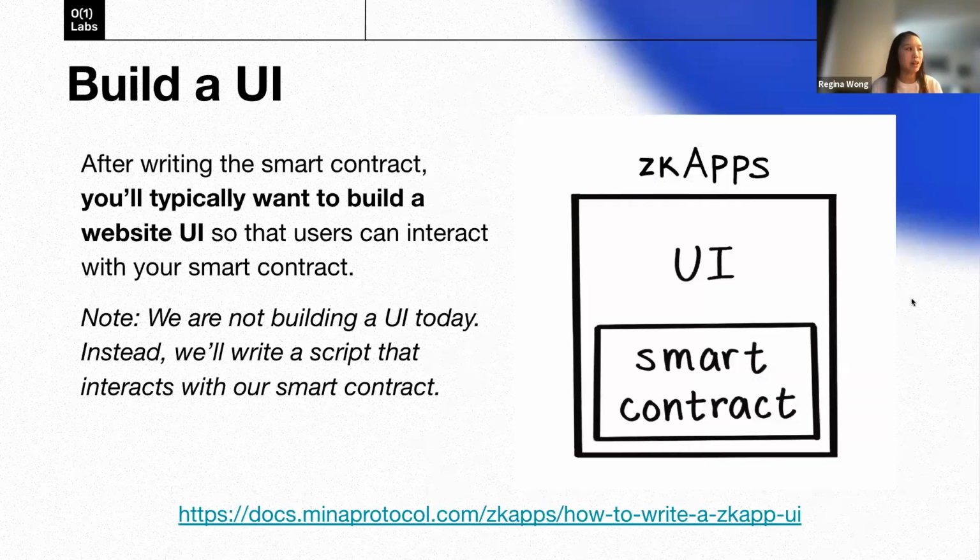So after you write the smart contract, you'll typically want to build a UI so that users can interact with their smart contract. We're not building a UI today, but we'll be writing a script that will interact with our smart contract and kind of represent the same thing. And if you would like to learn how to build a UI, there's a link at the bottom in the slide, and you can check it out and follow the tutorials.